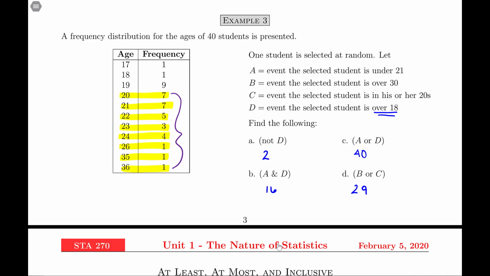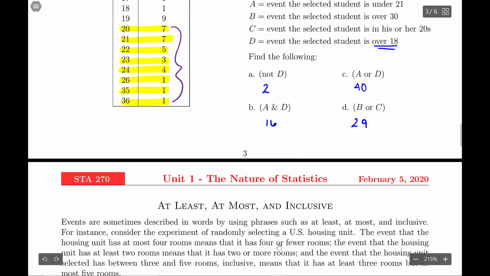If we added all those values up, you can also just look. We have 9, 10, 11. We have 11 students not included in the list. 40 minus 11 is 29.